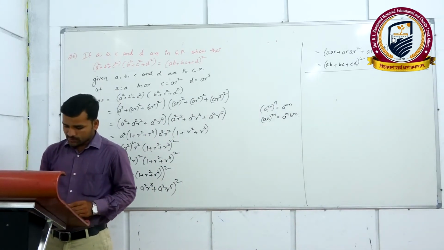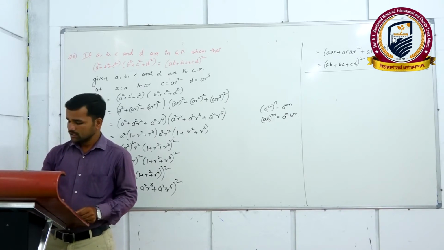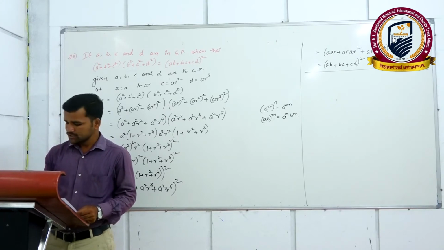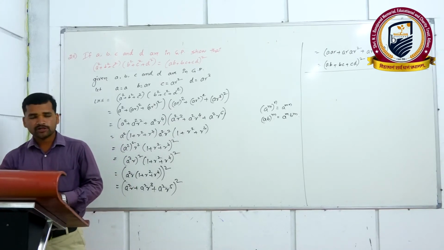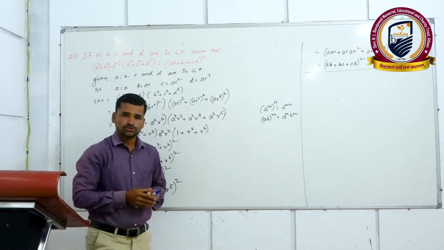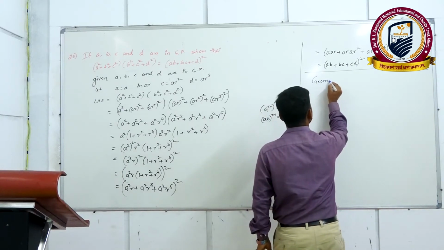With this, problem number 25 in the exercise 9.3 completed. Now we will go to the concept, that is geometric mean. Next problem number 26 onwards, those problems are on the concept of geometric mean. Geometric mean concept.